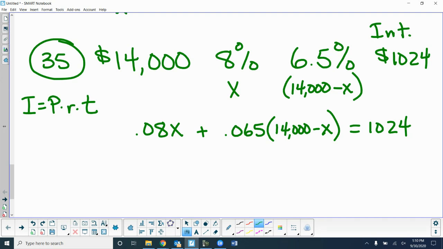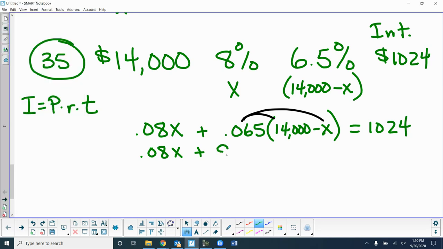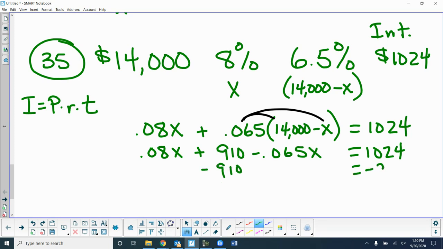You got to distribute first. That's 0.065. And then move that answer over, combine the like terms, and then divide. So we got 0.08x plus 14,000 times 0.065, which is $910. And remember, this times negative x is minus 0.065x. Take the 910 over, gotta subtract it. From here, you guys know what to do.